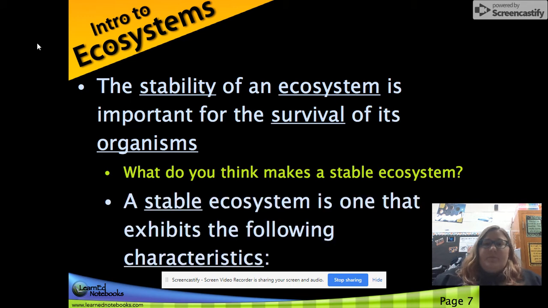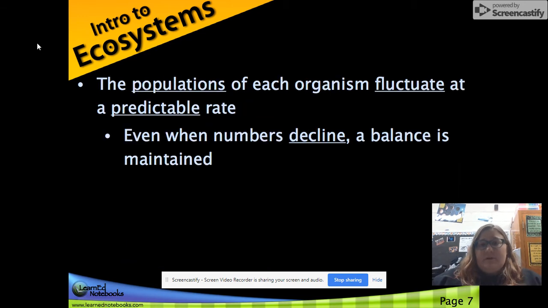A stable ecosystem has to have the following characteristics. Its populations, meaning the animals, the plants, anything, need to fluctuate at a predictable rate. Fluctuate means go up or down. Predictable means we know when it's going to happen, or we can see that it's going to happen. Just like the phases of the moon, we know when it's going to be a full moon or a new moon. It's predictable. We know what's going to happen.